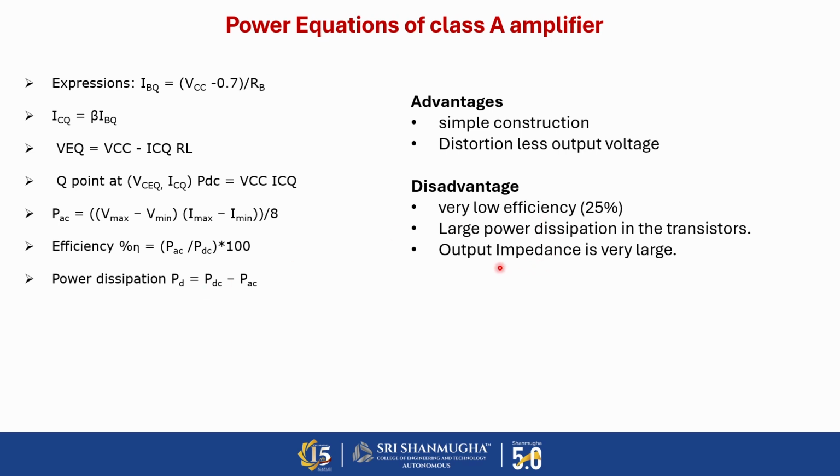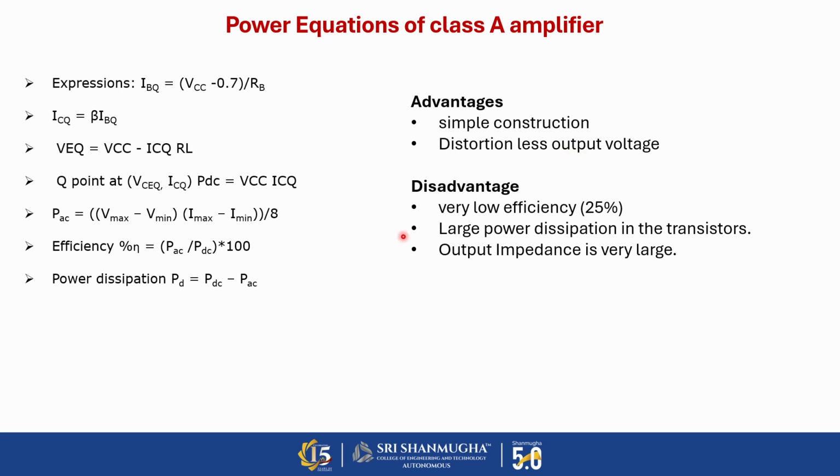Here I represented a few advantages and disadvantages of the class A amplifier. The main advantage of the class A amplifier is that the current flows for the entire full cycle, that is the 360-degree angle, and it can amplify only small signals. The output is the same as the input. In class A amplifier there is no distortion in the output signal, so distortion is very low at the output voltage side.